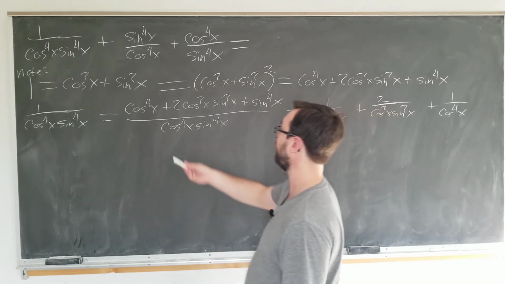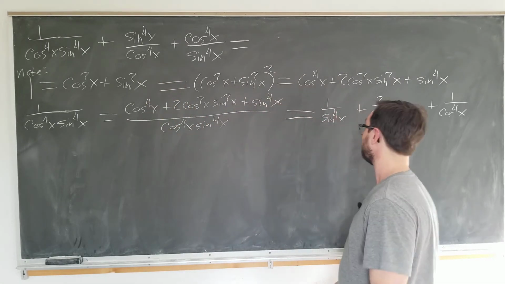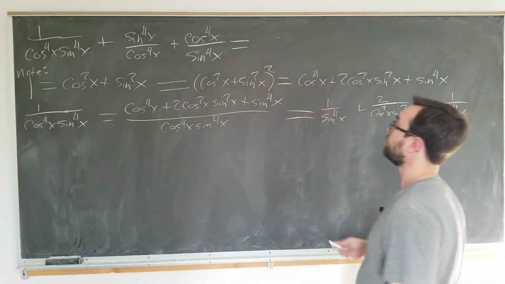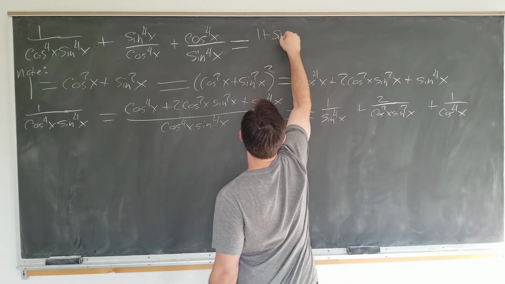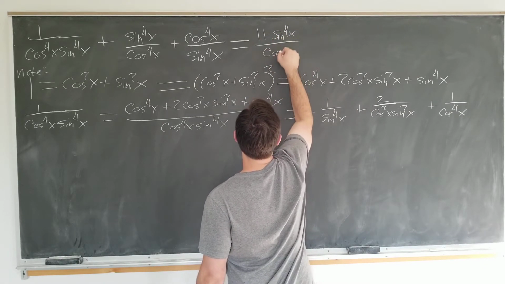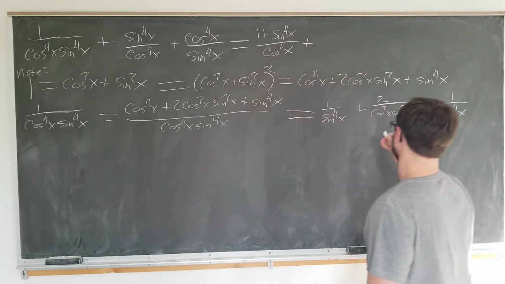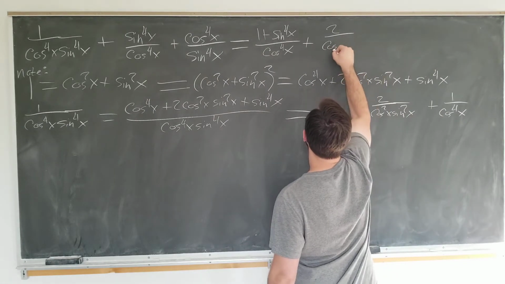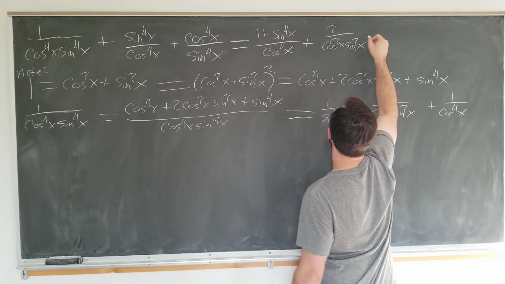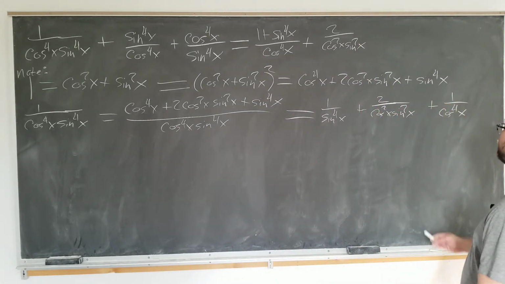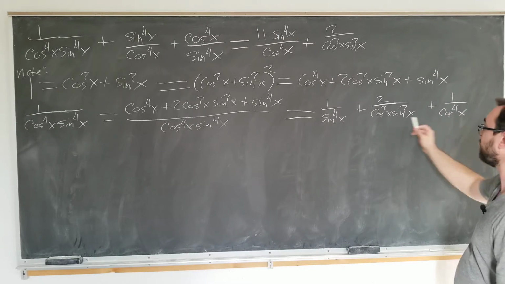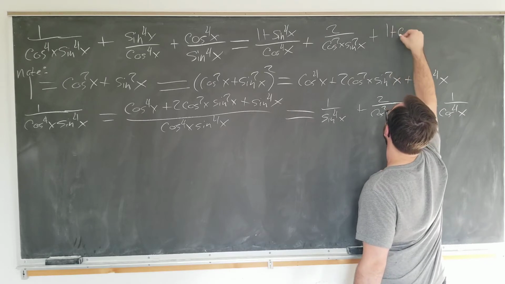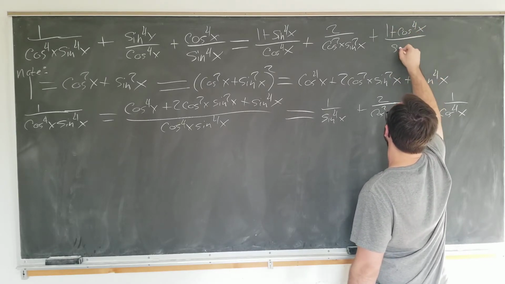Okay, let's look at the cosine to the fourth x denominator. Well, we have sine to the fourth x and we have 1. So 1 plus sine to the fourth x over cosine to the fourth x. And the new term here stays as is, no simplification for that. 2 over cosine squared x sine squared x. And for the sine to the fourth x denominator, we get a 1 here, and we had a cosine to the fourth up there. 1 plus cosine to the fourth x over sine to the fourth x.